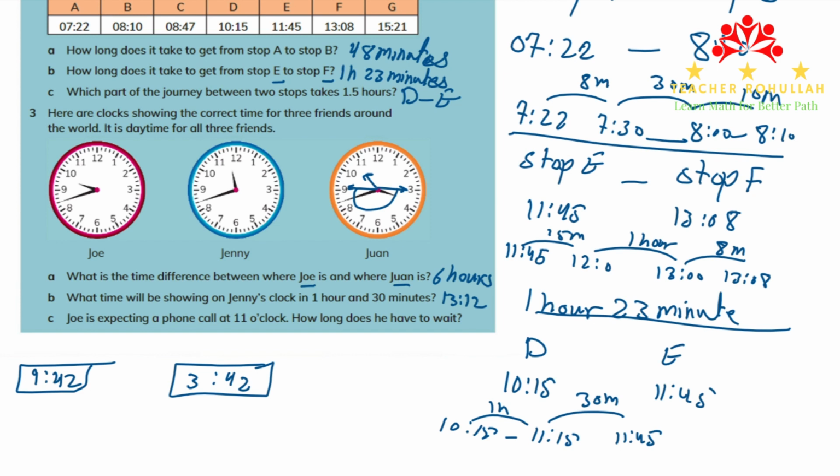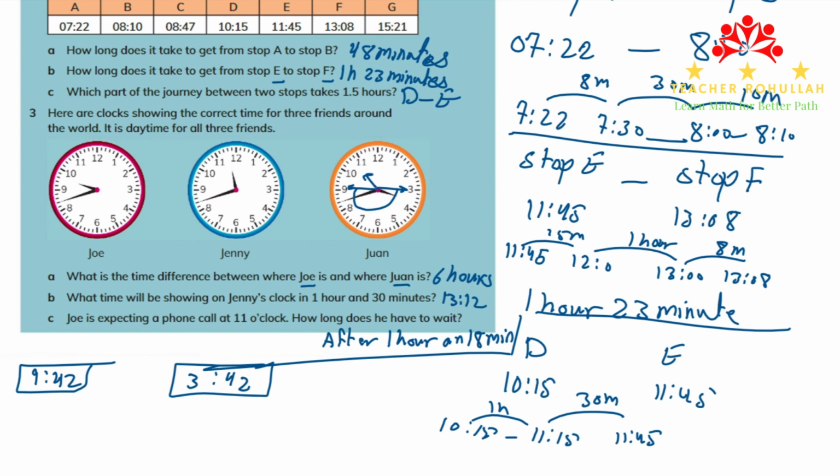Well, in part C, it says, Joe is expecting a phone call at 11 o'clock. How long does he have to wait? The clock shows that where Joe is, the time is now 9:42. After 1 hour, it will be 10:42. And in another 18 minutes, it will be 11 o'clock. So I can write after 1 hour and 18 minutes. This is the answer to C. After 1 hour and 18 minutes, it will be 11 o'clock.